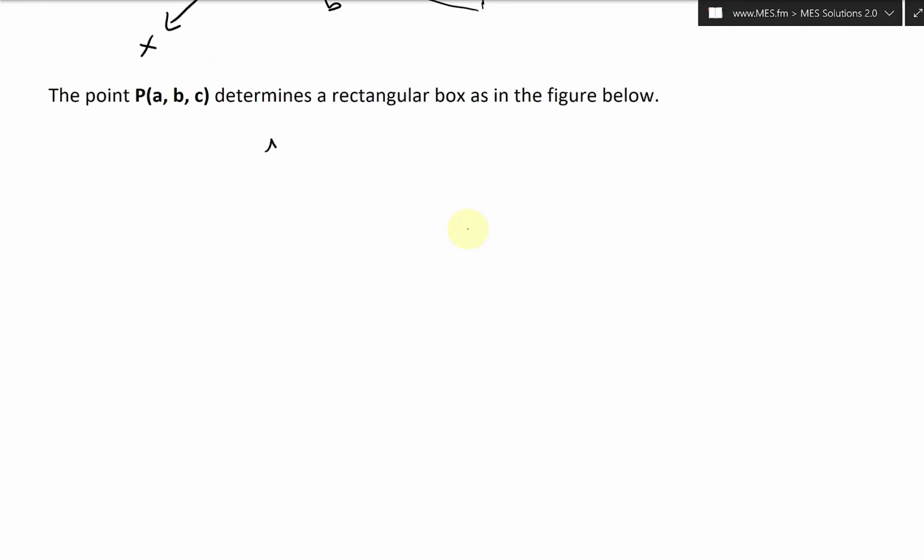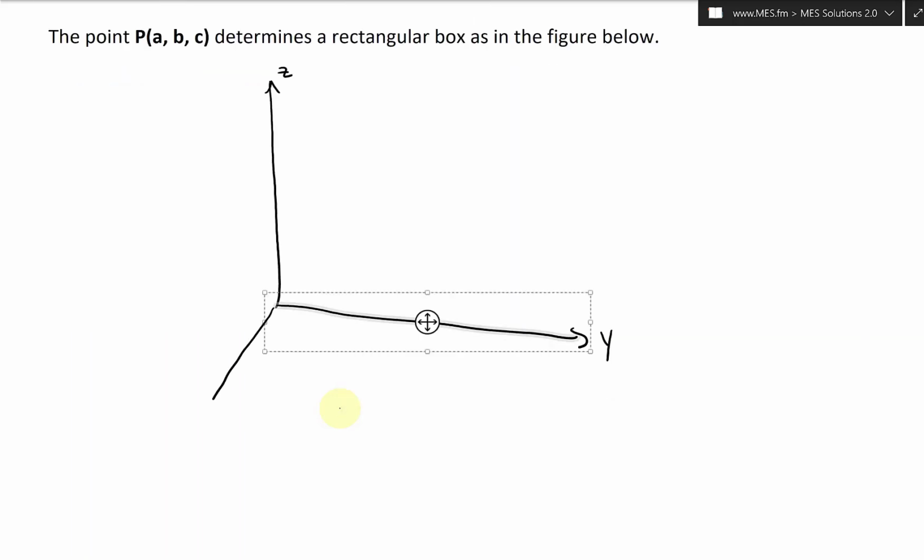So we'll do that again. So we have the Z, like that, and then we're going to have our Y. I'm just going to make this a bit shorter. So this is our Y, and then this is going to be our X, like that. And let's say we have our point P across here. So this is our point P, and we're going to have a box.